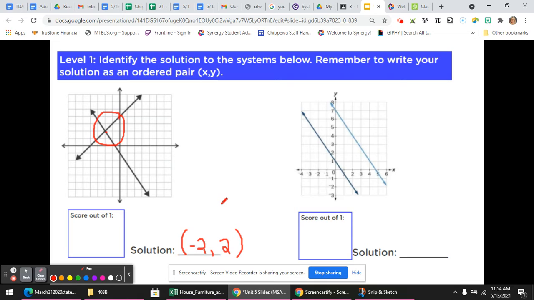Number 2 is worth a point. Notice that you have two lines that will never cross. So if they will never cross, what kind of a solution is that again? Remember, their slopes are the same. So here, if I find another point, slopes that are the same, lines that never cross, think about what solution that would be.